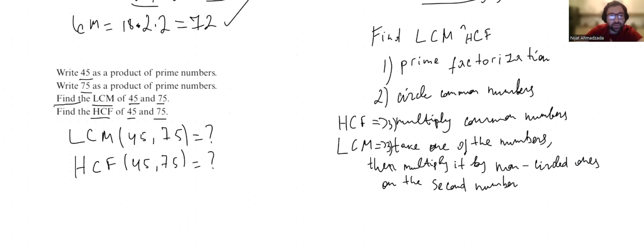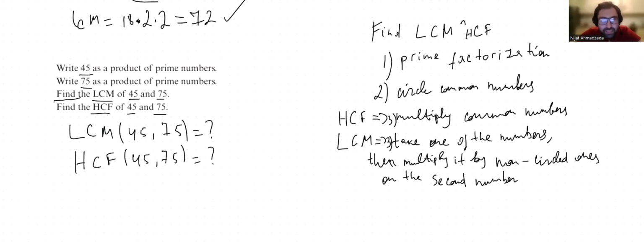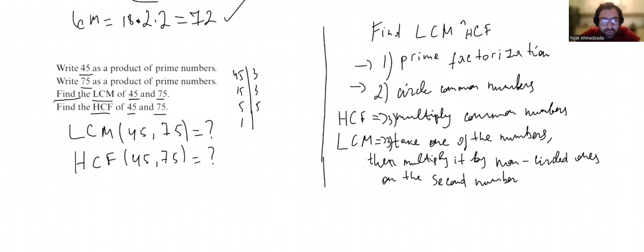Let's remember our previous class about the steps for finding the LCM and HCF. For both of them, the first two steps are exactly the same. The first step is prime factorization. So for 45, we got 3, 15, 3, 5, 5, 1. And for 75, we got 3, 25, 5, 5, 5, 1.